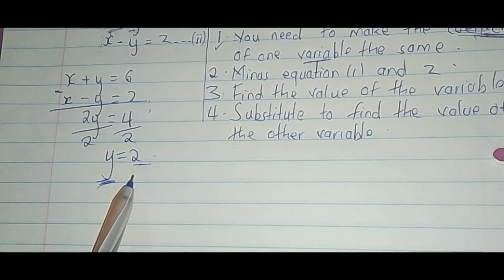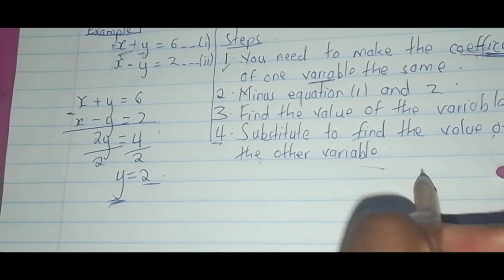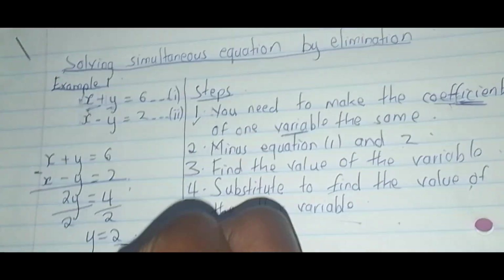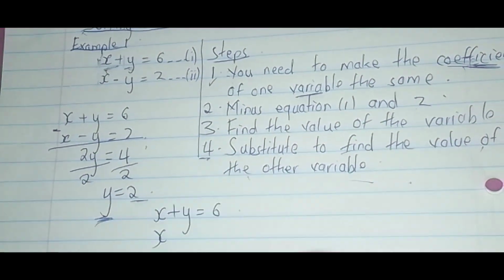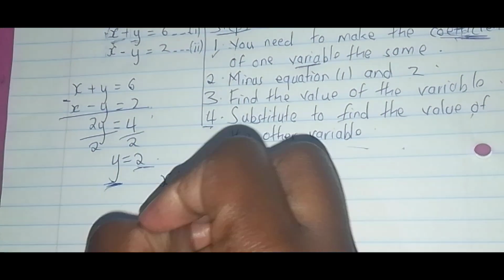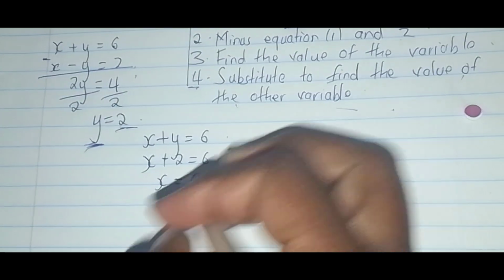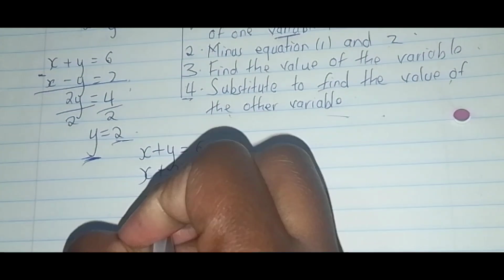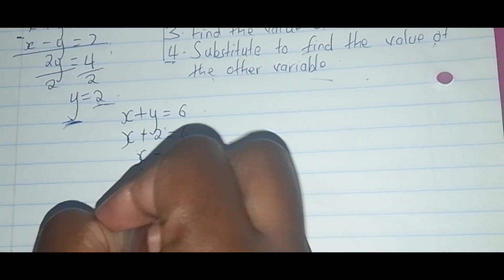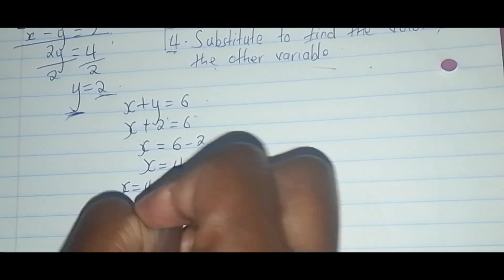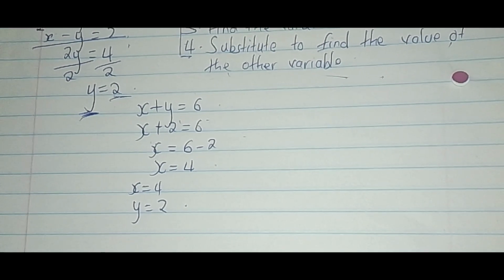For the x variable, we need to substitute to find the value of the other variable. So we will substitute into one of our equations, x, where there is y we put 2. X is equal to 6 minus 2. You minus 2 here, you minus 2 here. X is equal to 4. So x is equal to 4, y is equal to 2. Very easy, very simple when you have the steps with you.